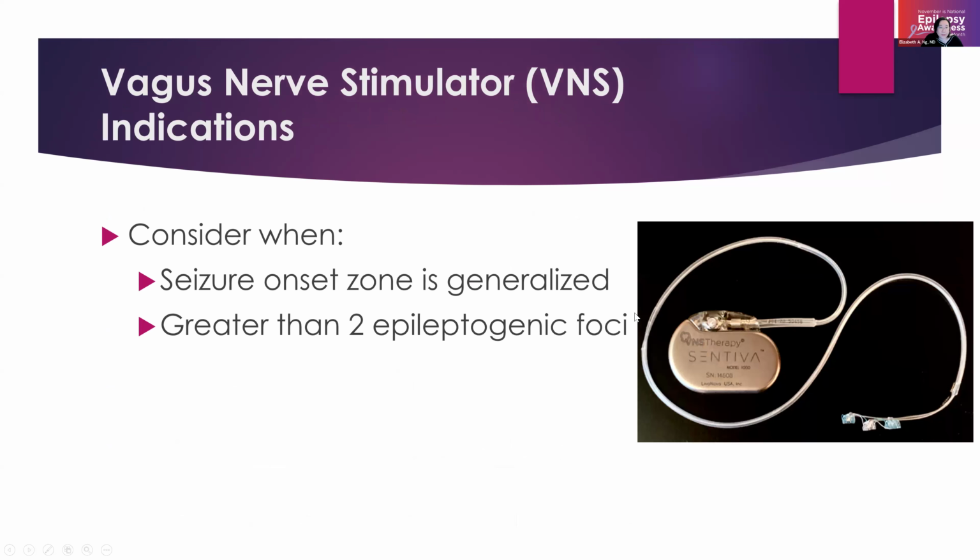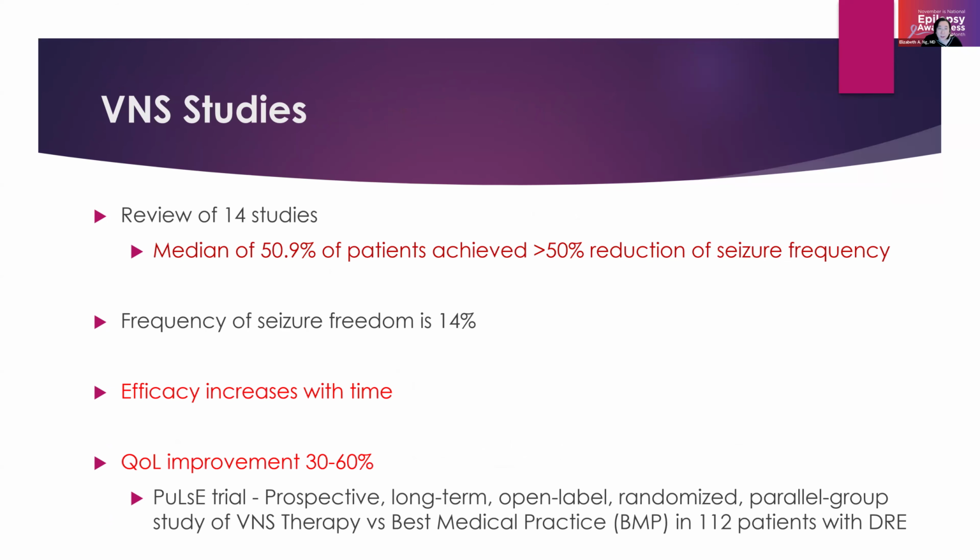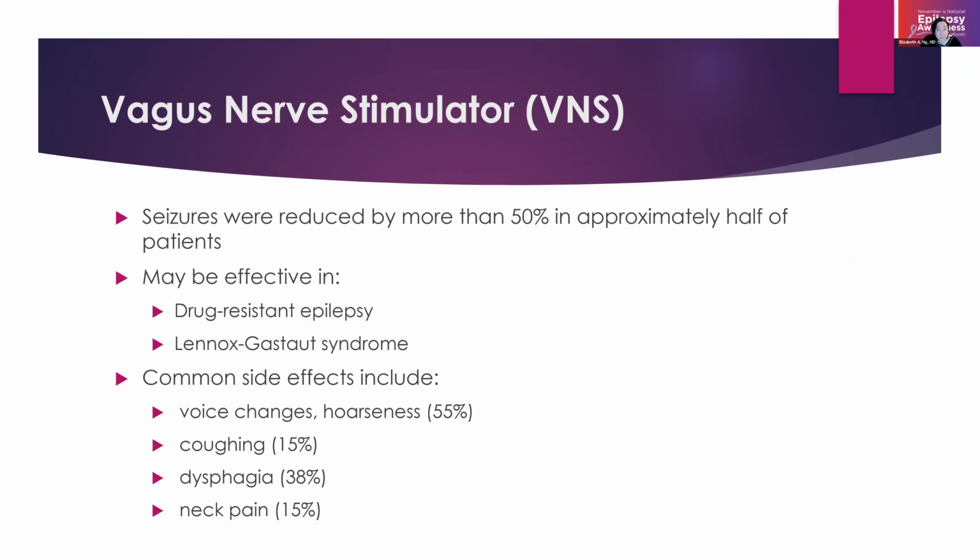So the vagus nerve stimulator is indicated for individuals with seizure onset zone that is generalized, or if they have greater than 2 epileptogenic foci. So studies have shown that a median of 51% of patients achieve a greater than 50% reduction in seizure frequency. In addition, the efficacy increases with time, and the quality of life improvement was 30 to 60%.